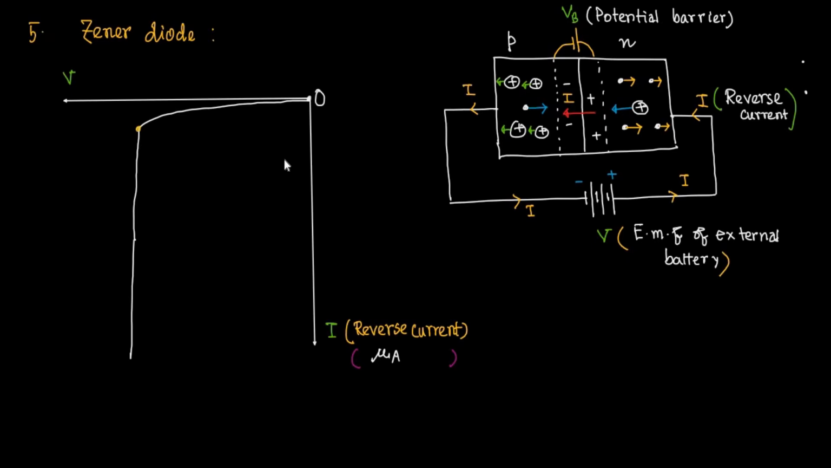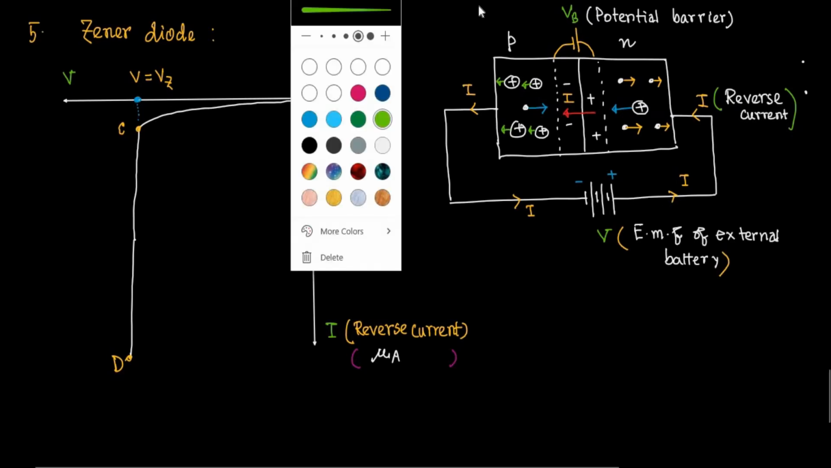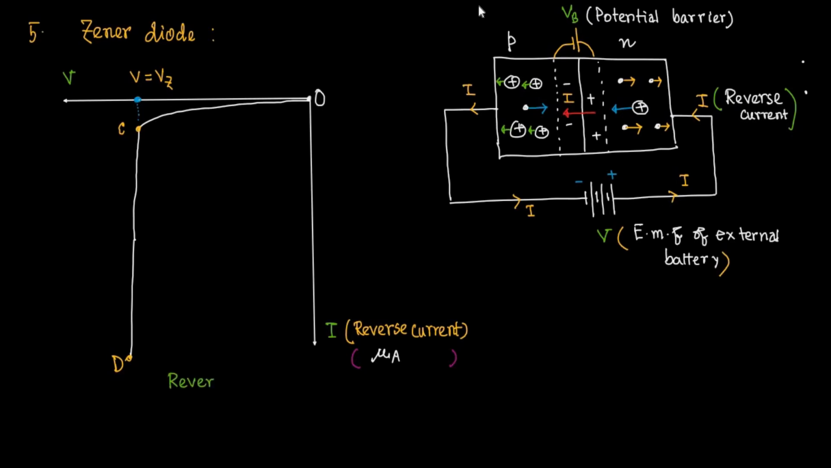This point is C, and this point is D. Here we can denote the voltage at which or beyond which the reverse current increases abruptly. At this point, the EMF of the external battery is V equal to Vz, the Zener voltage. At V equal to Vz or beyond, the reverse current increases abruptly. This graph is the reverse characteristics. From it, we can explain what a Zener diode is.